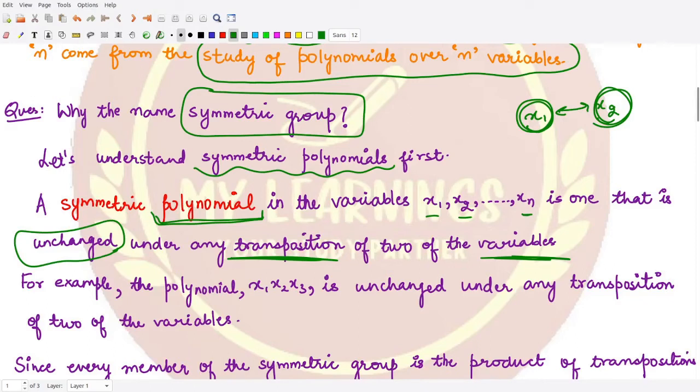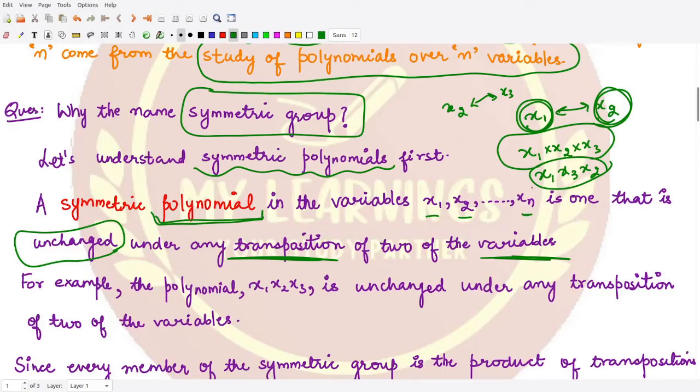As an example, let's consider the polynomial where we have three variables multiplied with each other: x1, x2 and x3. For this polynomial, even if you exchange any two, say you exchange x2 with x3, your polynomial will become x1, x3 and x2, which is the same as this polynomial, right? There is no difference. Therefore this polynomial is a symmetric polynomial.